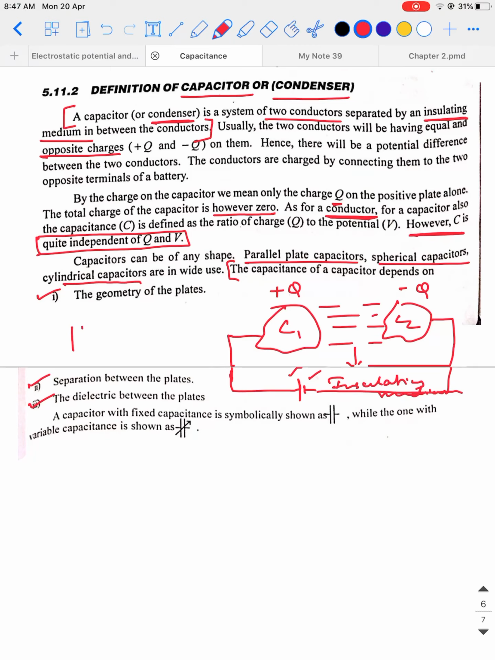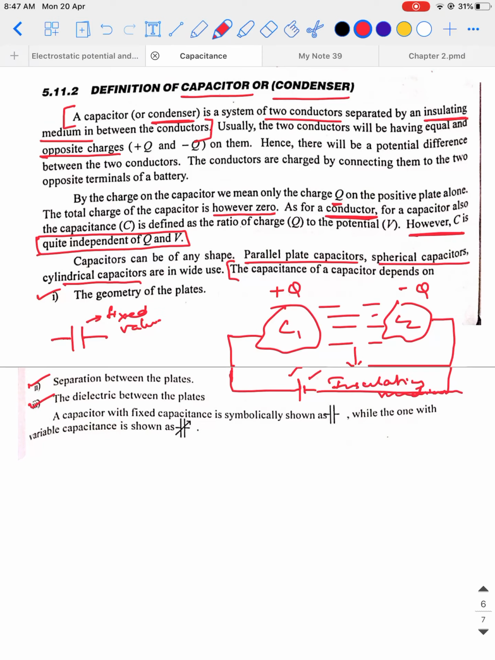The symbol that is used for capacitance is just two parallel lines. Don't get confused between a battery and this thing. A battery cell has a bigger line and a smaller line, whereas a capacitor will have both the lines of the same length. So this is a capacitor of fixed value. If you have a capacitor whose value is fixed, then it is a set of two parallel lines.